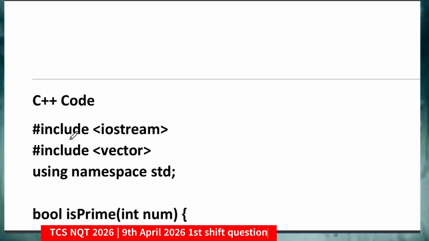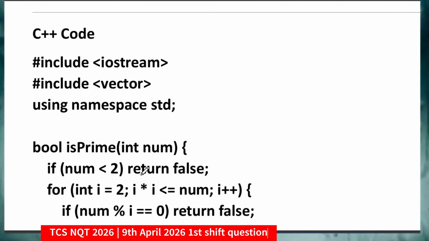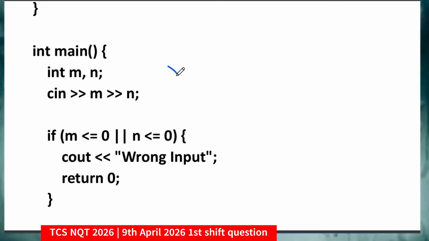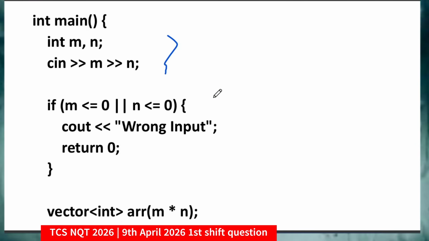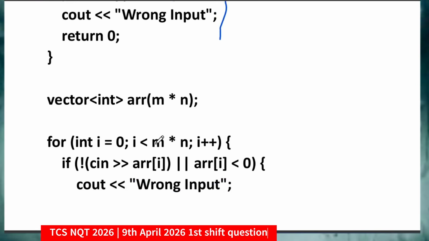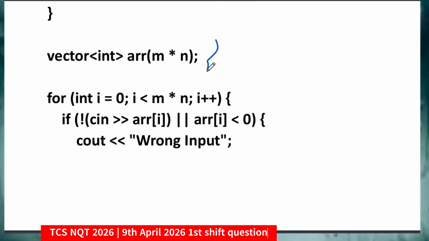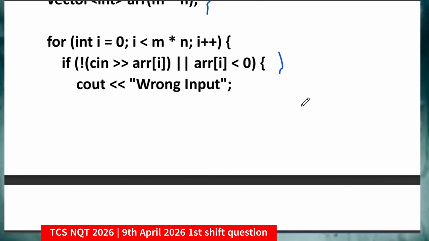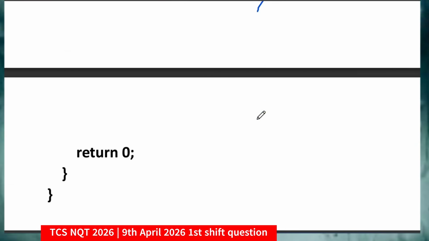Now let me come to the solution. The solution is quite easy. Again, the prime number concept is coming, a repeated concept. I take the first m and n values, and if m is less than 0 or n is less than 0, it is wrong input. Otherwise I will declare an array m cross n and take the input. If any element is less than 0, you can also use a loop, no need to worry, it will denote the wrong input and return 0.